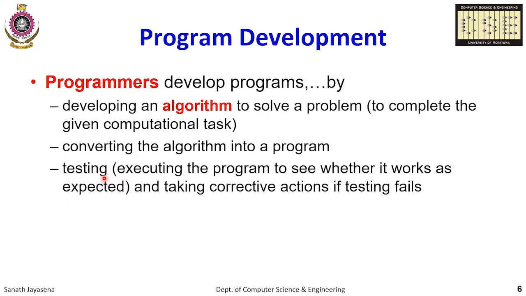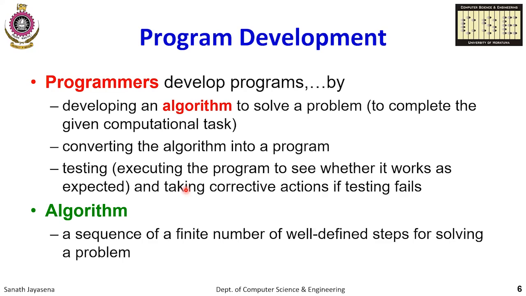But a little later, we are going to go into a detailed set of steps of this program development. Now, we mentioned the term algorithm. So what is an algorithm? Algorithm is a very important term, maybe one of the most important terms that you will come across in this CS1033 module this semester. If you have never heard of it, consider that it is very important. An algorithm is a sequence of a finite number of well-defined steps for solving a problem.